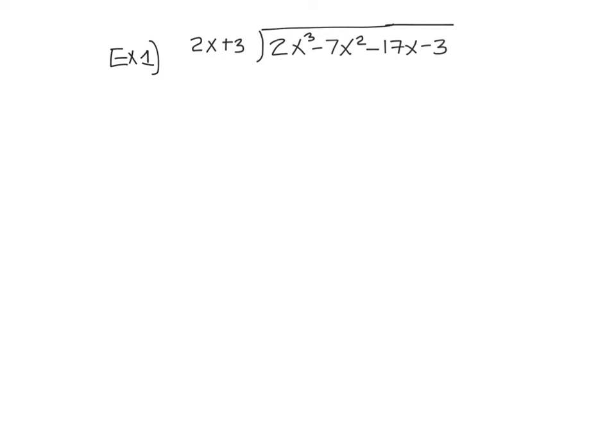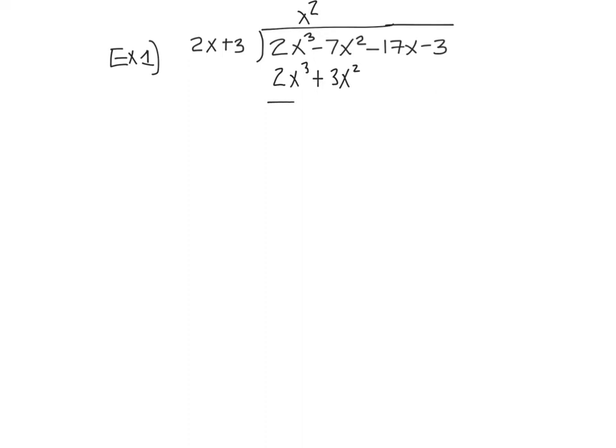So here you have a polynomial, and I'm just going to focus on the first term. So I want to make 2x the same as 2x cubed. So what am I going to multiply with? So I'm going to multiply by x squared. So when I multiply by x squared, this becomes 2x cubed. And then the next one is going to be x squared times 3. So that's going to be plus 3x squared.